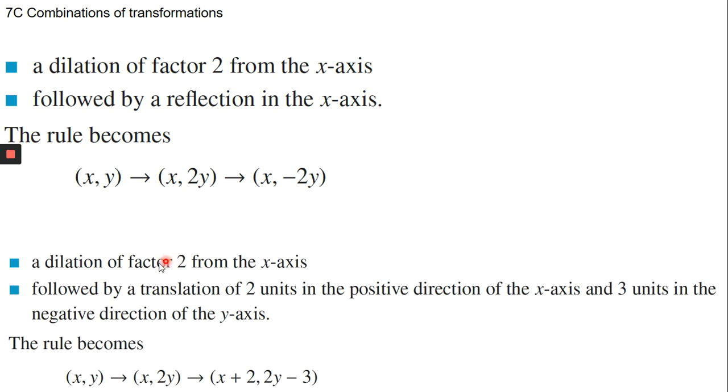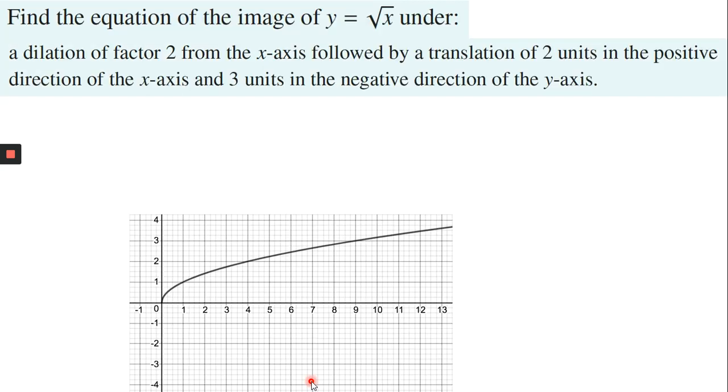Here's another one, a dilation factor of 2 from the x-axis, that's what that one does, followed by a translation of 2 units in the positive direction of the x-axis, and 3 units in the negative direction of the y-axis. So there's negative in the y-axis. So we've got the 2y there, and that stays, so that one becomes 2y minus 3.